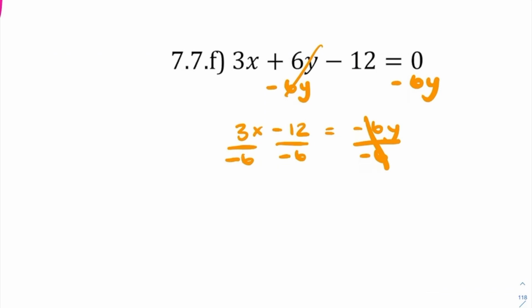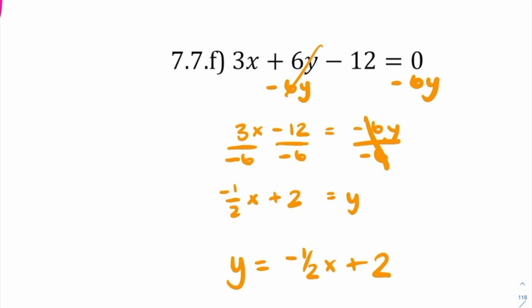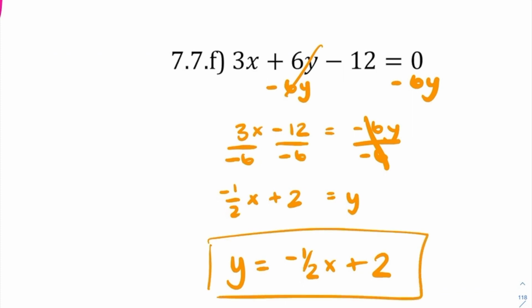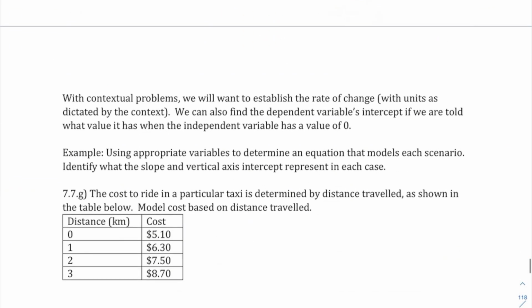To get y alone, right now it's being multiplied by negative 6. We undo multiplication by division, and we do that to every single term. Those negative 6's go bye-bye on our right-hand side with the y. And we are left with negative 1/2 x plus 2 is equal to y. And you could go ahead and rearrange that if you so desire to give us y is equal to negative 1/2 x plus 2.